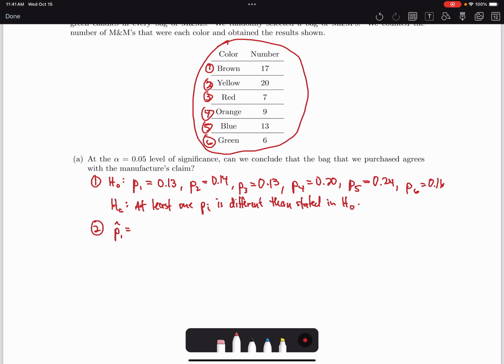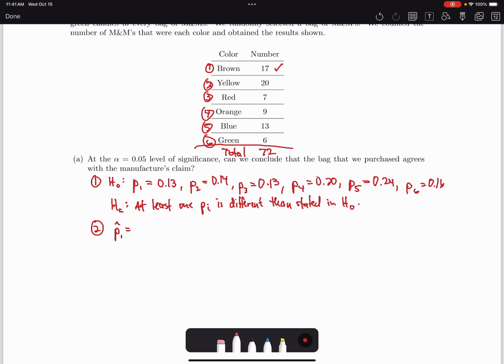We know that there are 17 brown M&Ms in the bag. But what we don't know is the total number of M&Ms in the bag. So I'm going to do a little bit of work here just to add up these numbers. So I'm going to give myself a total. And let's see. So we can type in 17 plus 20 plus 7, etc. into our calculator and see what we get. Okay, and that comes out to 72.